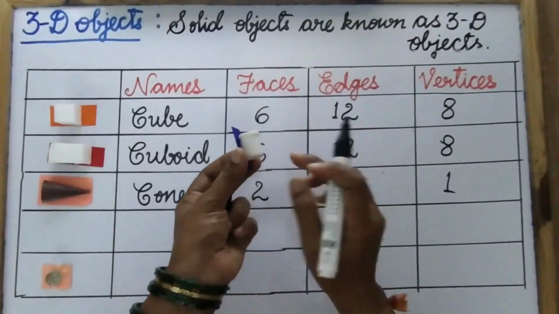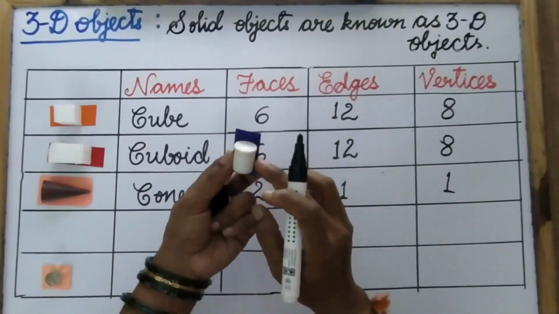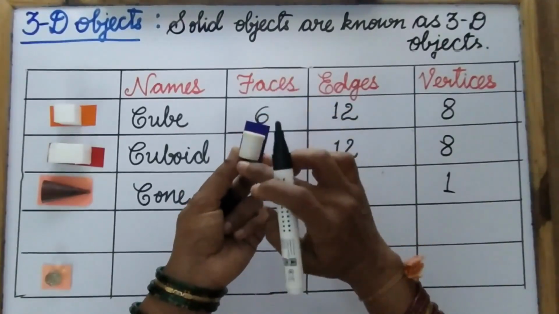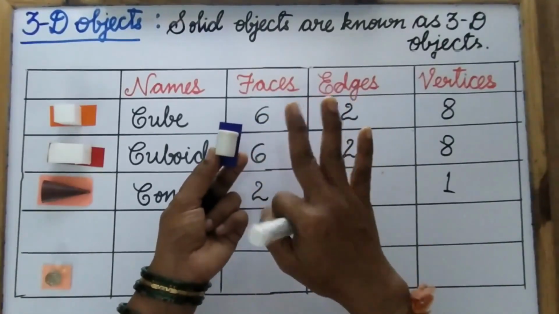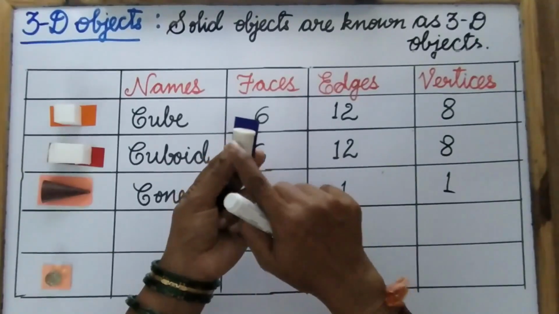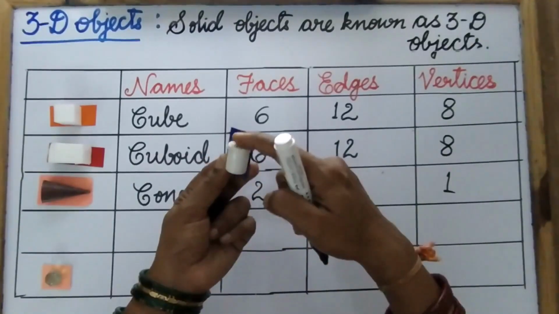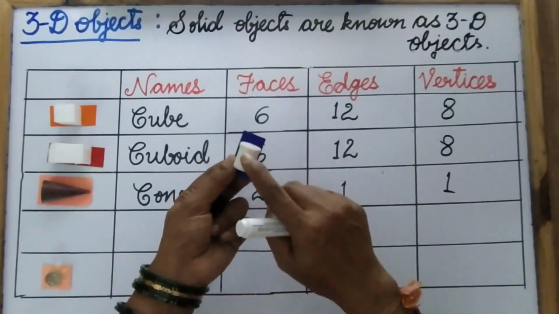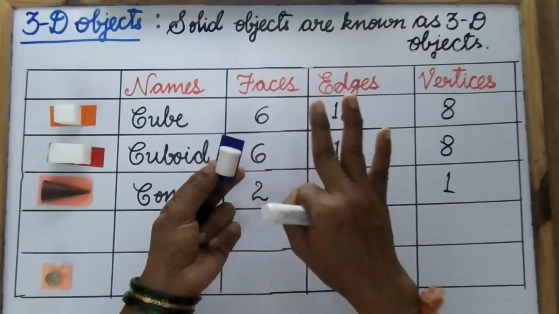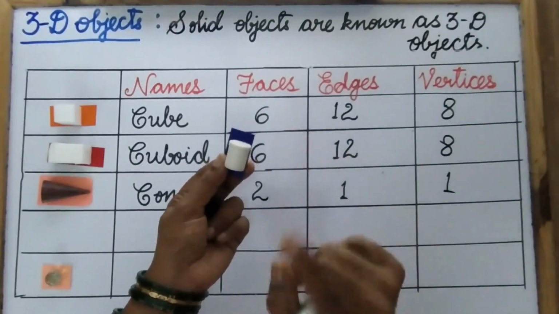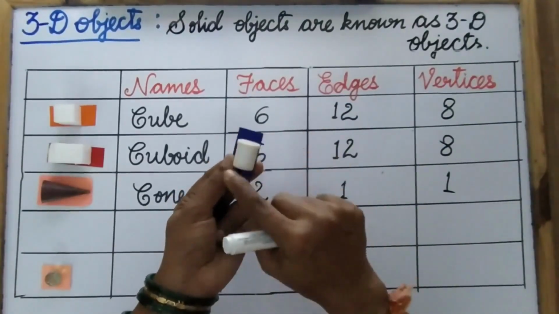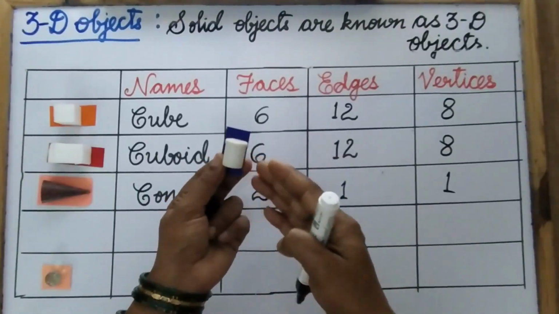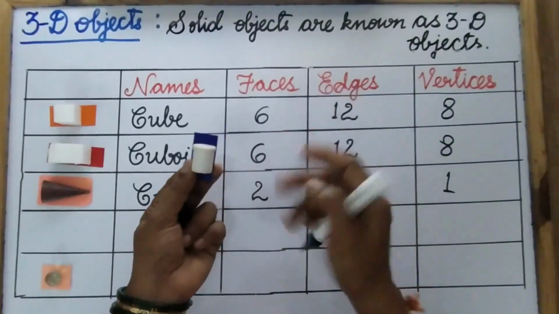Yes, this is a cylinder. We know it very well. A cylinder has 1, 2 and 3 faces. Three faces: one is a curved face or surface, and 1 and 2 are two flat or plain faces or surfaces. Totally 3 faces. Then edges, 1 and 2, so 2 edges. Does a cylinder have any vertex? No, no vertex.